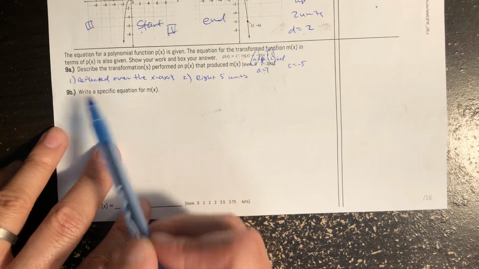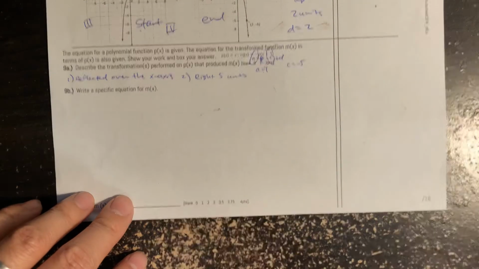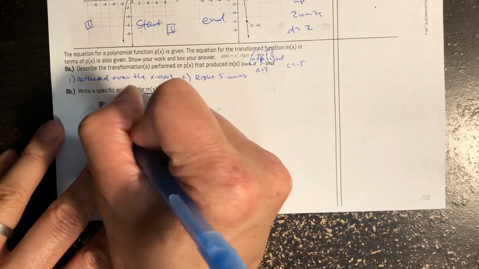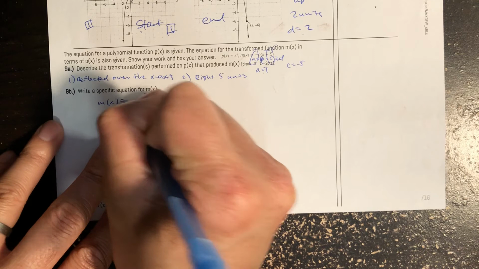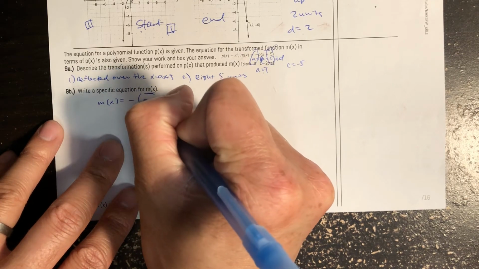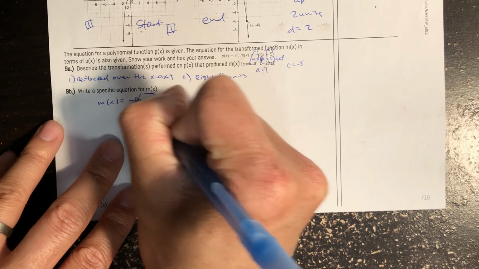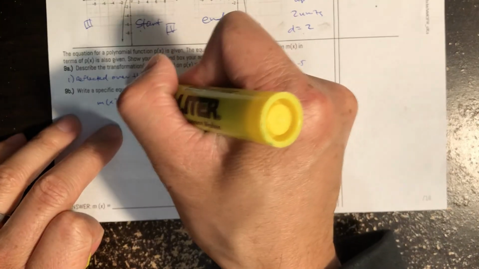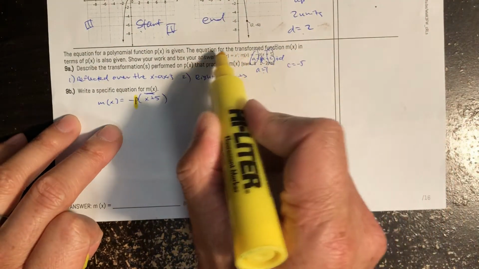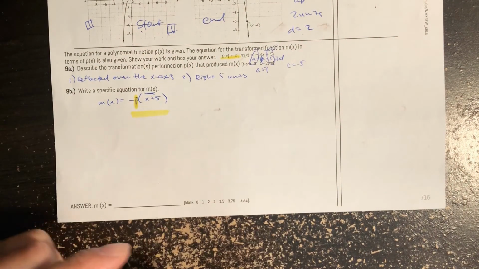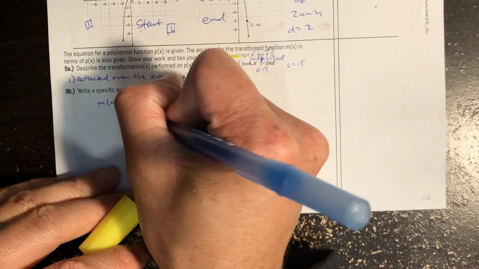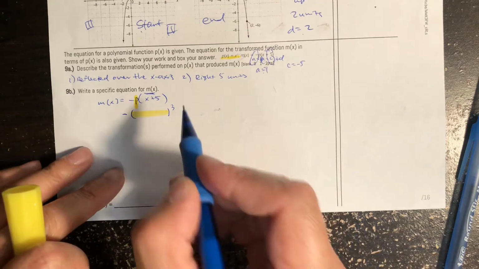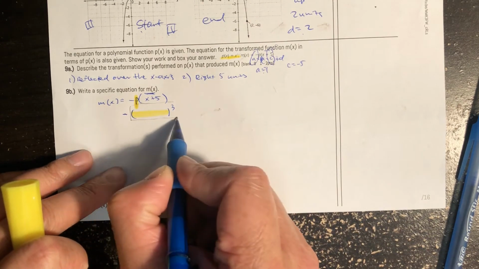Then it says write a specific equation for m of x. Well, how do you do that? So we talked about in class, m of x, let's just write m of x. M of x equals negative p of x plus 5. And we talked about the p function. So p is here. That says x to the third. Watch how I do this with parentheses. All of this right here is x to the third.